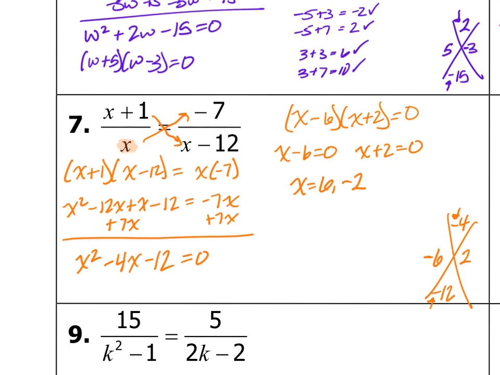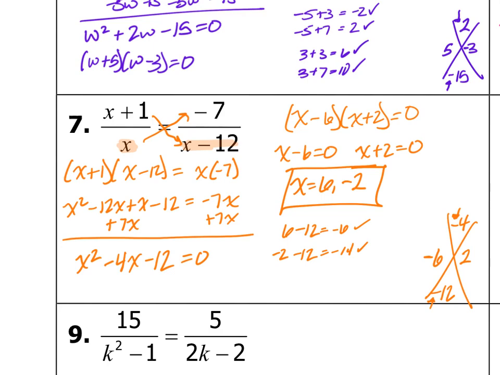So now we're going to check the second one here. And so I've got 6 minus 12 is -6, so that's fine. And -2 minus 12 is -14, so that's fine. So no extraneous solutions. There we go, 6 and -2.